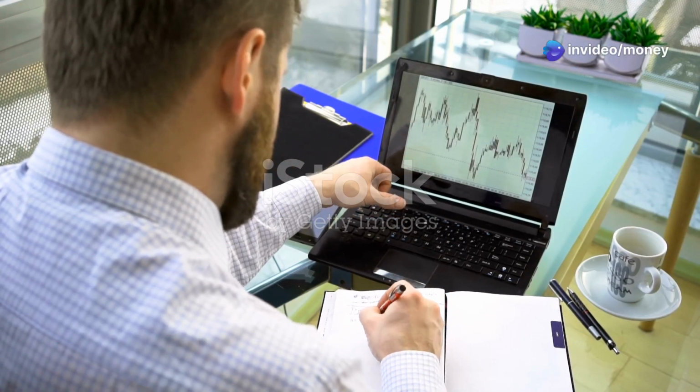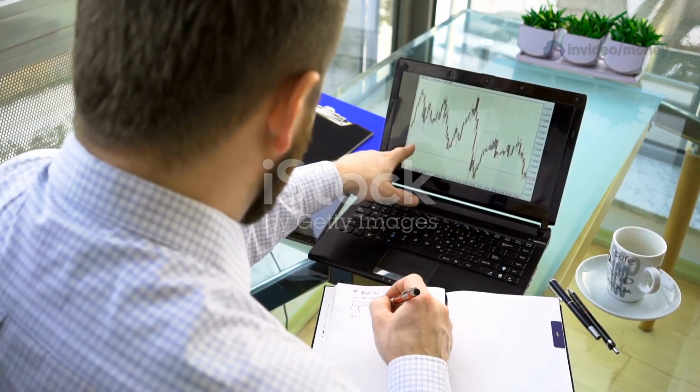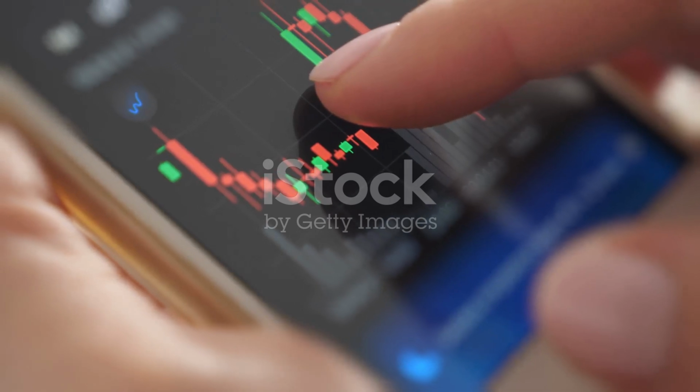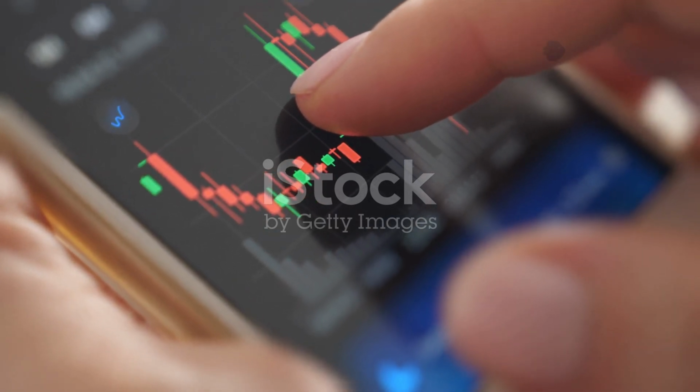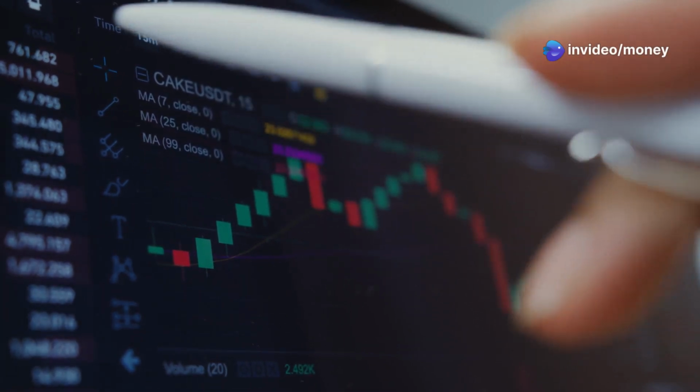Mastering candlestick patterns involves more than just memorizing their shapes. It requires understanding how to use them effectively within a broader analytical framework. The single most important rule is to always seek confirmation. A pattern is a signal of probability, not a guarantee of a future outcome.